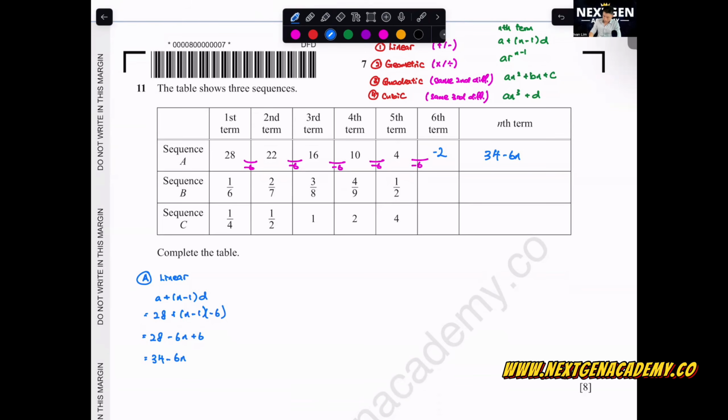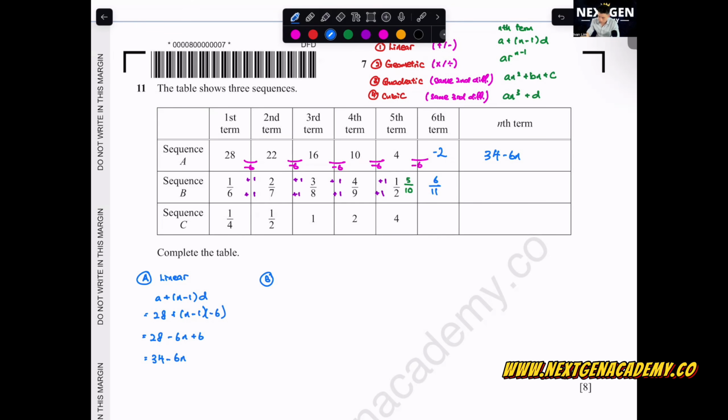Okay, sequence B. Normally, when there's a fraction, the numerator will have one sequence, the denominator will have one sequence. You don't have to look at it as a whole. So for this, you look at the top part, it is plus 1, plus 1, plus 1, plus 1. The bottom also, plus 1, plus 1, plus 1, plus 1. So 1, 2, 3, 4. The fifth term is 5 over 10, that's why it became 1 over 2. So 5 over 10, you plus 1, it will become 6 over 11.